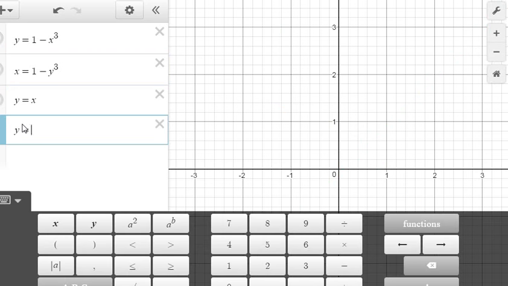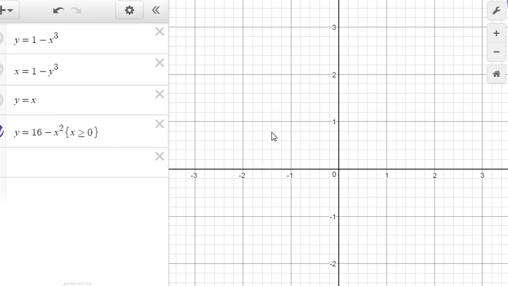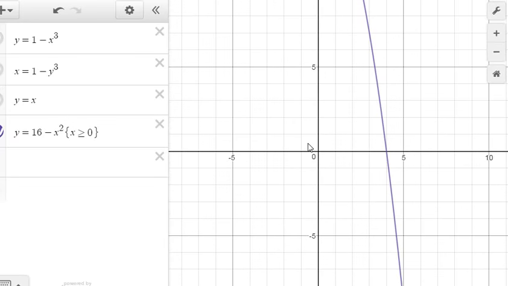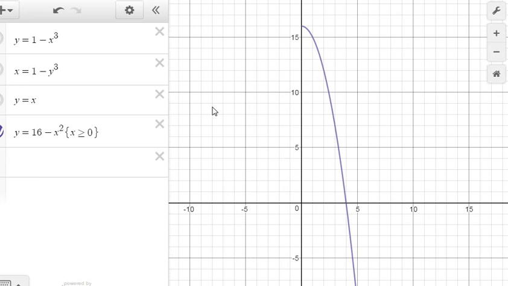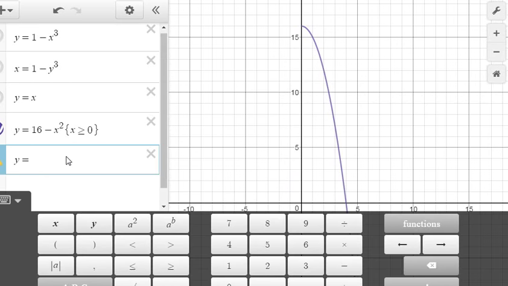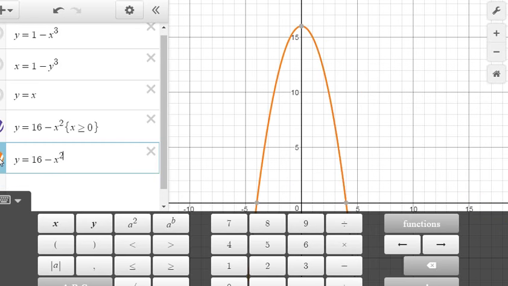And we want y equals 16 minus x squared. And then if you use some little brackets here, you can restrict that for x greater than or equal to 0. What's that restriction going to do here for us? With that restriction, go ahead. Yeah, it's not going to put in any negative values of x. Basically, you're just getting half of this graph. If I didn't have that restriction there, y equals 16 minus x squared, I get the entire parabola. So that's the entire parabola. We're only going to get half.